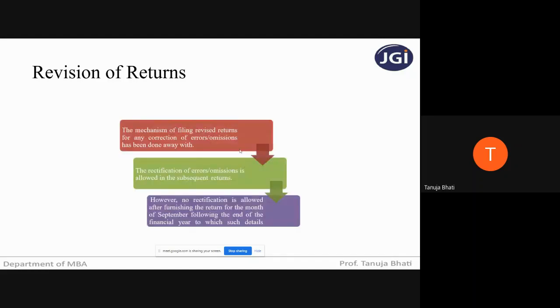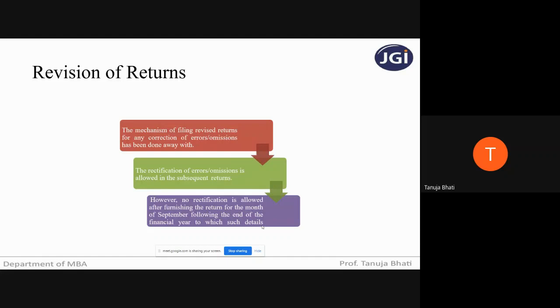So the mechanism of filing revised returns for any correction of errors or omission has been done away with. So done away with means you cannot revise the returns. The rectification of errors or omission is allowed in the subsequent returns. Subsequent return means in the next return that you're going to file, you can rectify the error, but you cannot change the return once it is submitted. However, no rectification is allowed after furnishing the return for the month of September following the end of financial year to which such details stand.